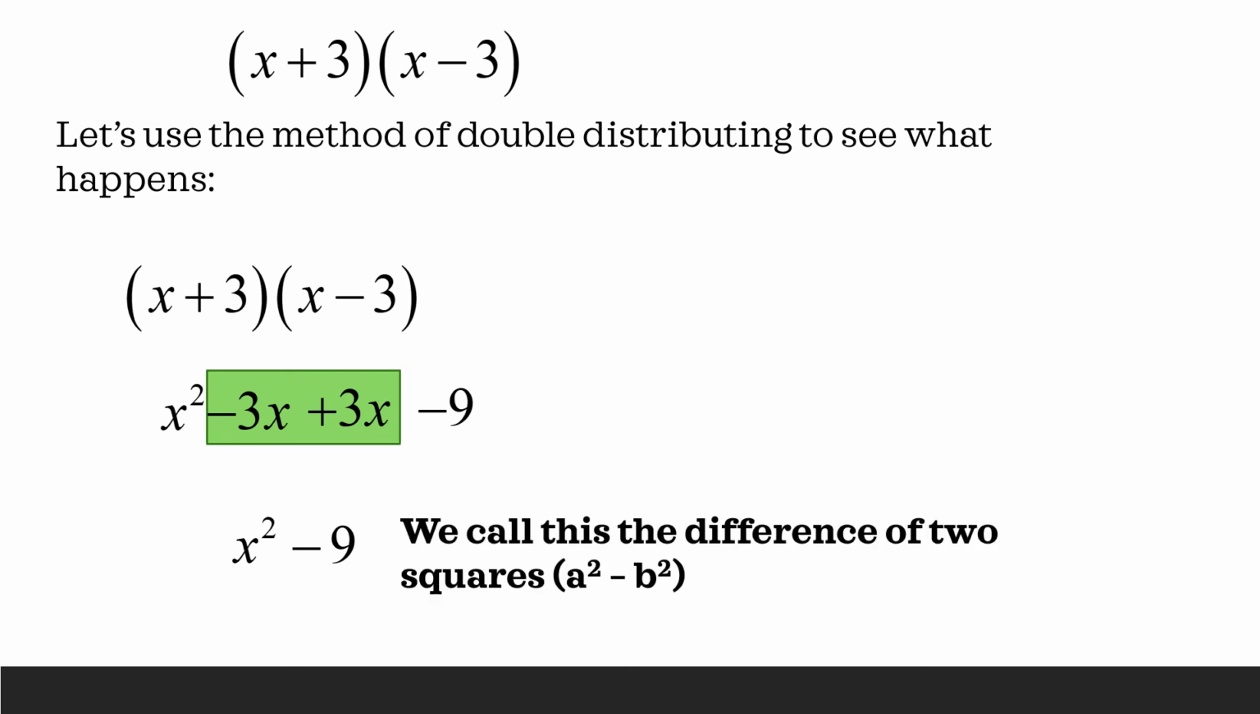This product is called the difference of two squares because this first term is a perfect square, right? X times x is x squared. And this 9 is a perfect square. 3 times 3 is 9. And there is a subtraction sign in between. So that's why it's called the difference of two squares.